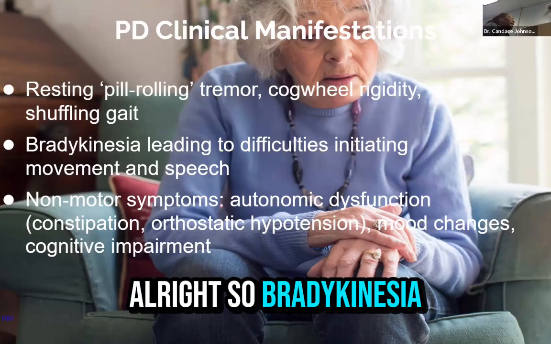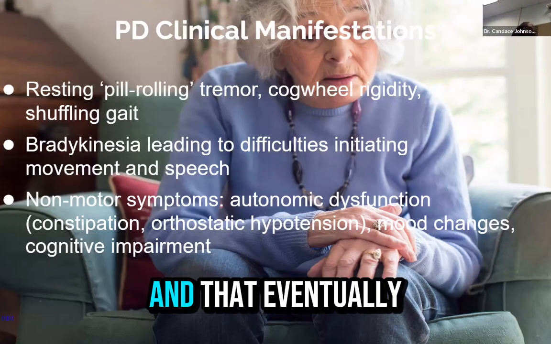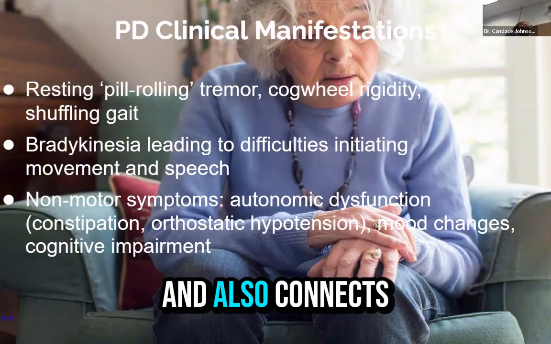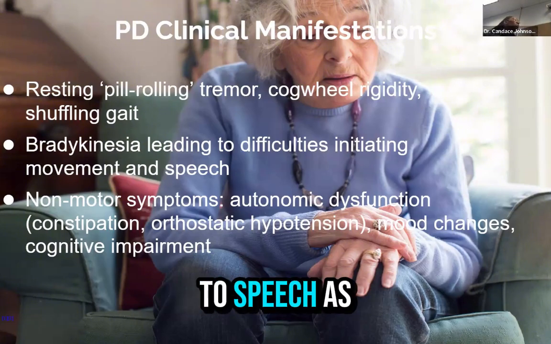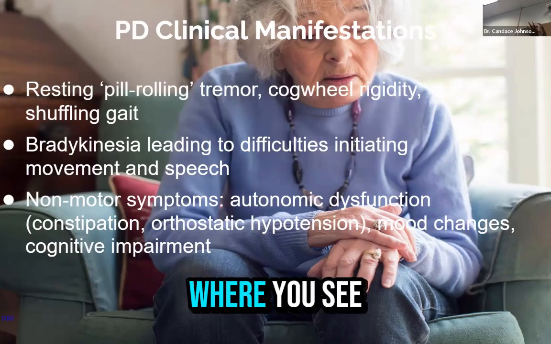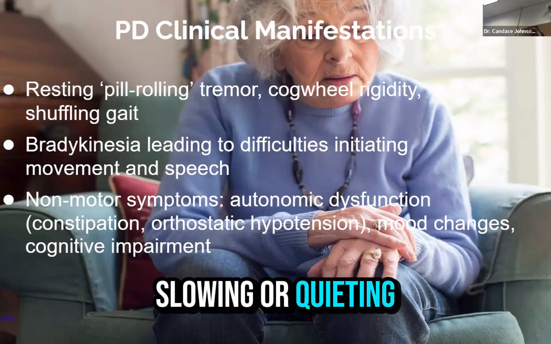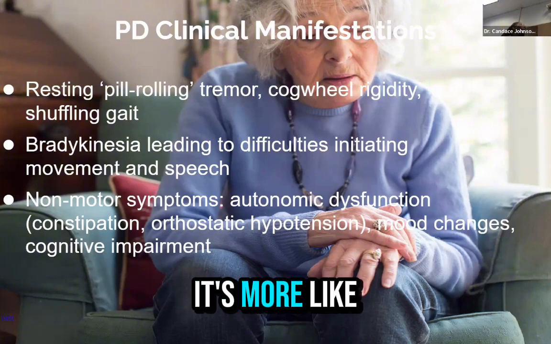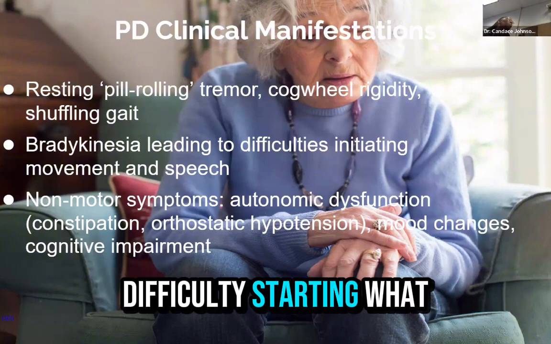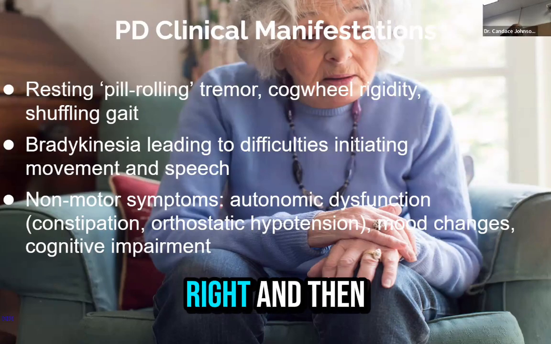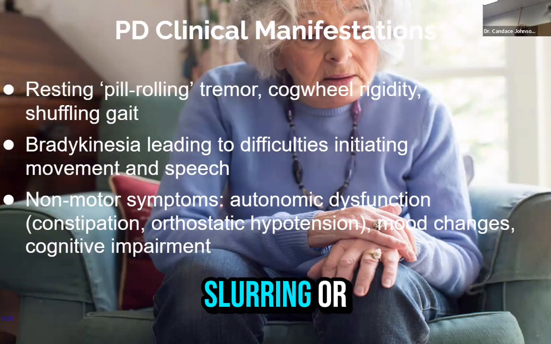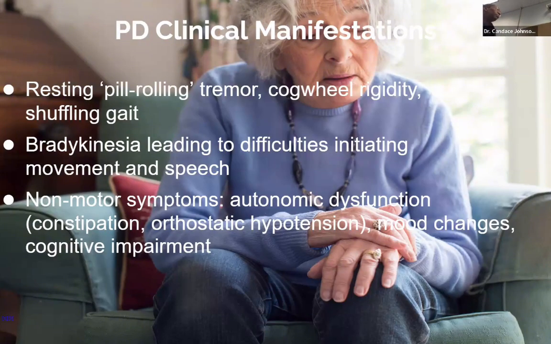All right. So bradykinesia is the slowing down of movements, and that eventually also connects to speech as well. So you might see them, it's not your typical aging where you see slowing or quieting of the speech. It's more like a stutter, right? Difficulty starting what it is you want to say. All right. And then with that too, you might also see some slurring or inability to be understood.